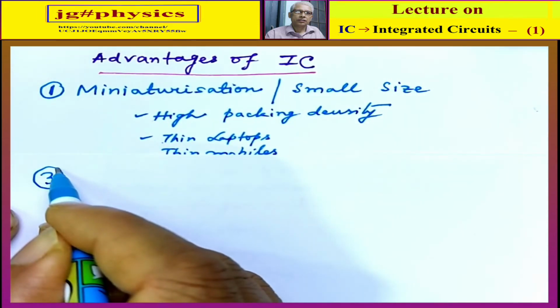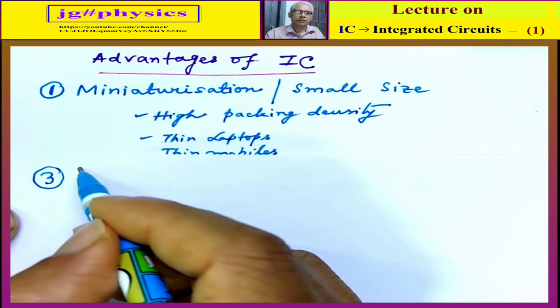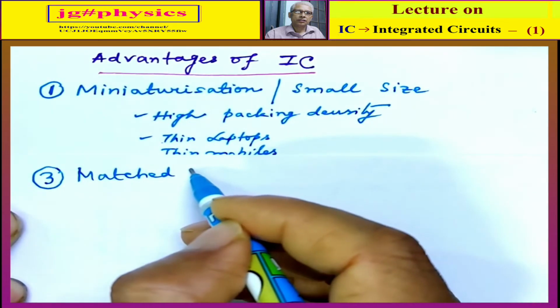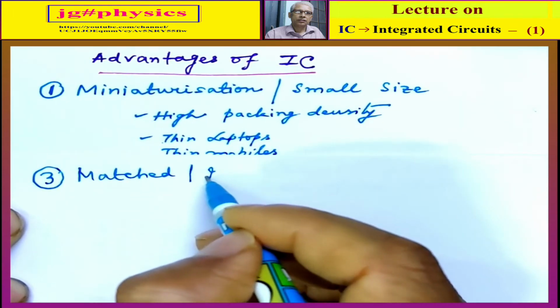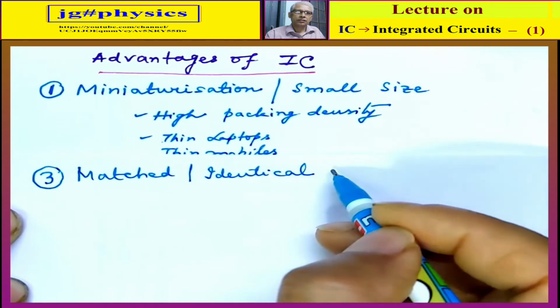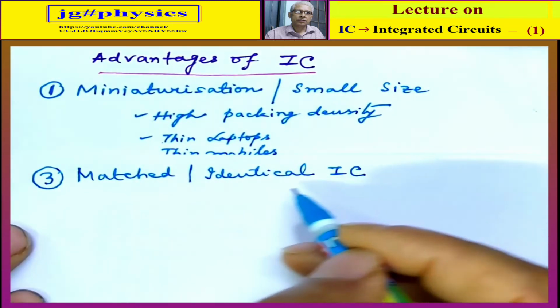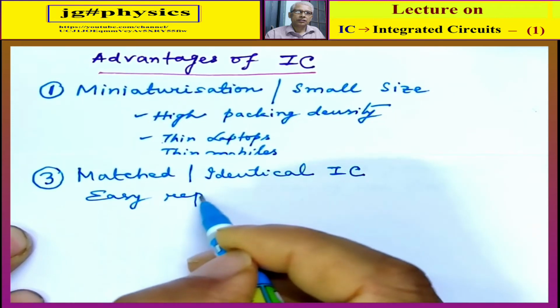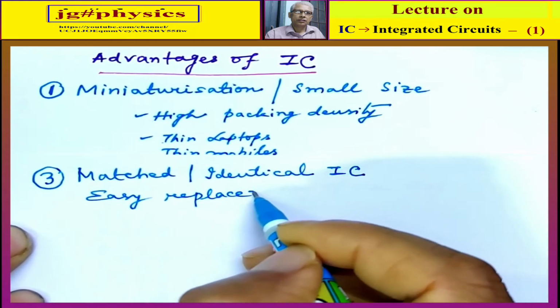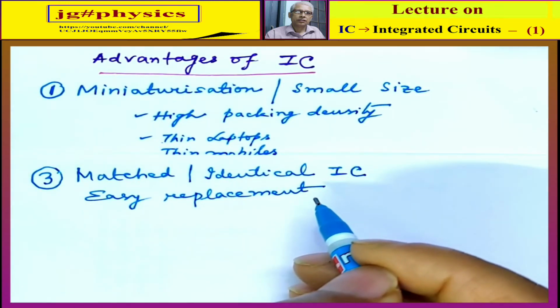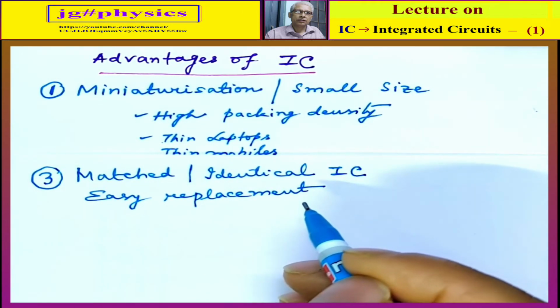The third advantage that comes to our mind is that of matched or identical ICs, or easy replacement of ICs. If one IC is damaged in a circuit or a device, we can immediately replace it by another IC which is readily available.